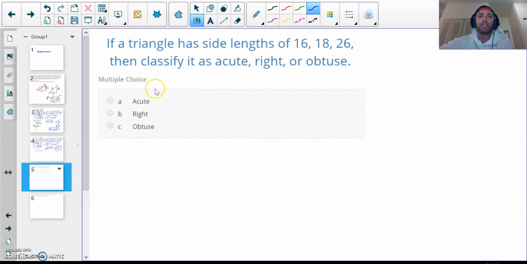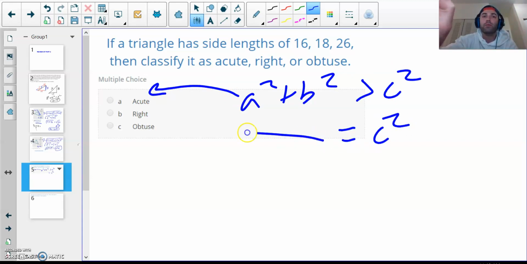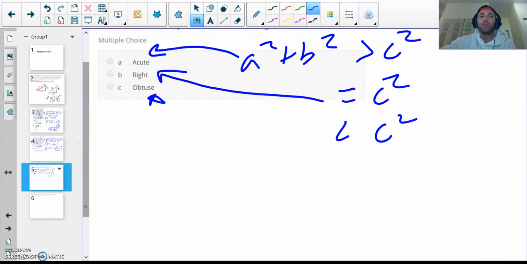Next question says, classify the triangle as acute, right, or obtuse. Remember, we want to check if a squared plus b squared is greater than c squared, it was acute. If it was equal to c squared, it was right. And if it's less than c squared, it was obtuse. So remember, c is always our longest side.